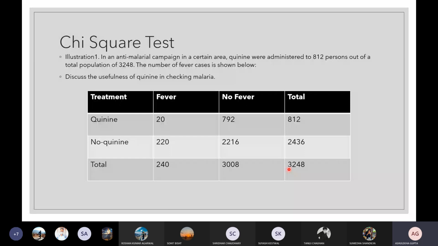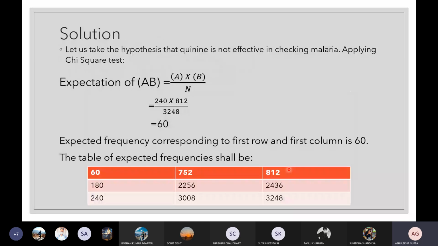Now when we talk about the solution, let us take the hypothesis that quinine is not effective in checking malaria, right? So we apply the chi-square test. We are going to apply the chi-square test, and the expectation of AB is A into B divided by N.